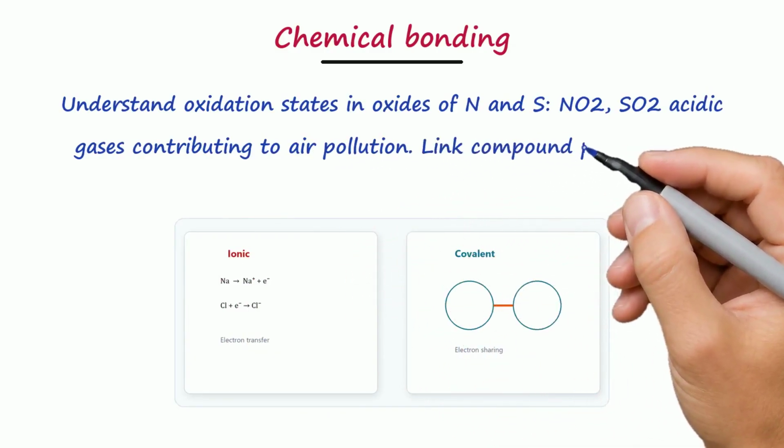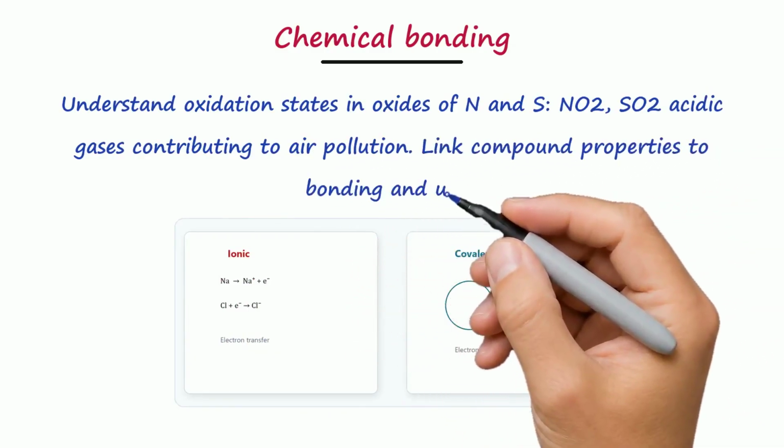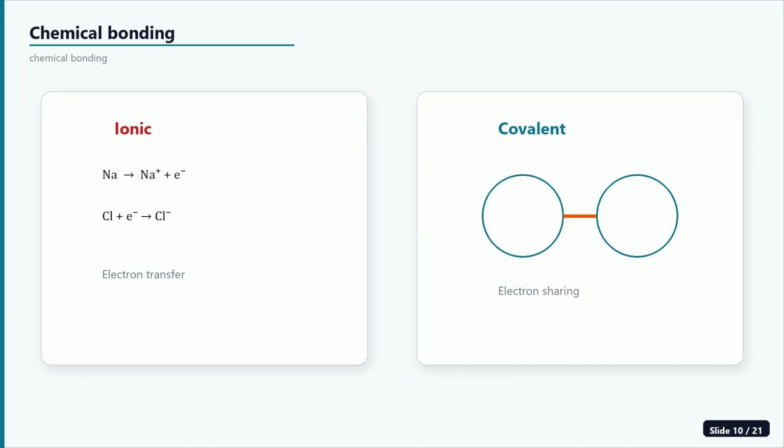Link compound properties to bonding and uses. Ask whether electrons are transferred or shared. Transfer points to ionic, sharing points to covalent. That single question organizes most of bonding.